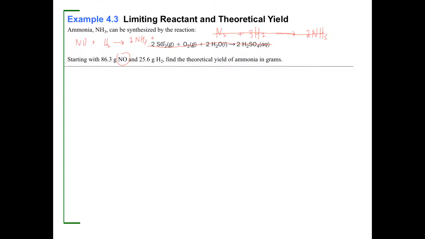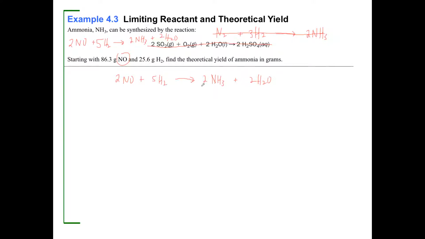plus 2 moles of water. This is not balanced. I think there's a 5 in here and a 2 moles. Okay, so this is the reaction we're supposed to be given here in this slide. All right, so starting with 86.3 grams. All right, what a mess. Let me write it down here. NO plus 5H2 produces 2 moles of ammonia plus 2 moles of water.